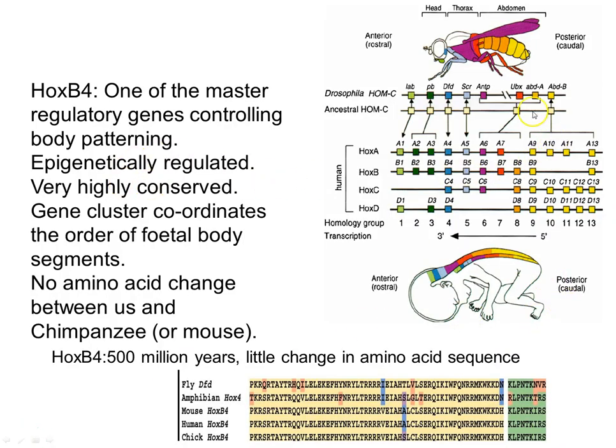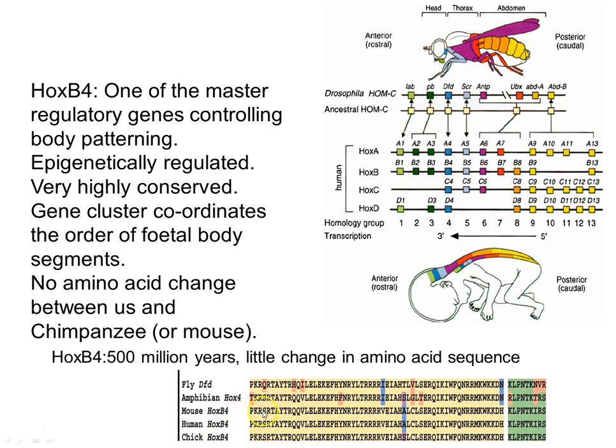Now, these are the Hox genes. I've briefly mentioned these in the past. This is a bunch of genes which regulate body segments and how they differentiate in embryogenesis, and these mutate at a very, very slow rate. What we find is that in the key regions of these genes, or the coding sequence, there's no amino acid changes between us and chimpanzees, or indeed mouse.